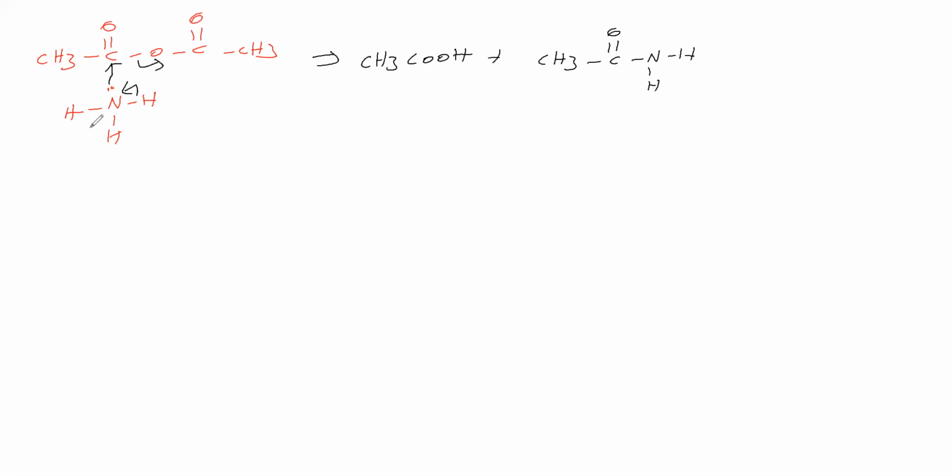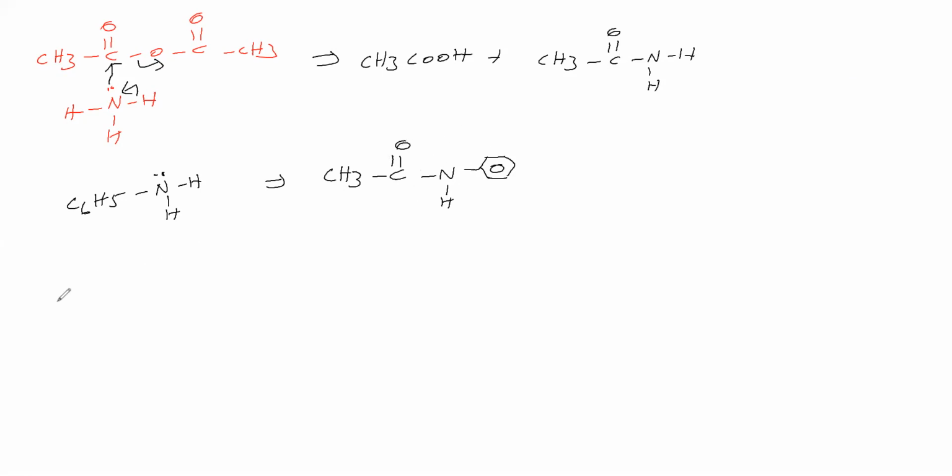Instead of ammonia, suppose we take C6H5NH2. Then instead of one hydrogen on nitrogen, you write C6H5. So you write CH3CONHC6H5. It is a secondary amide, whereas the earlier one is a primary amide.